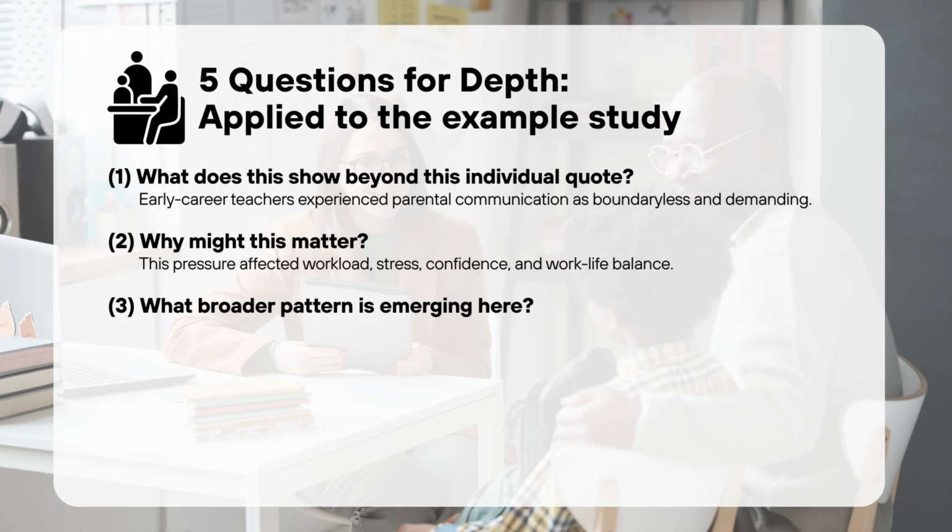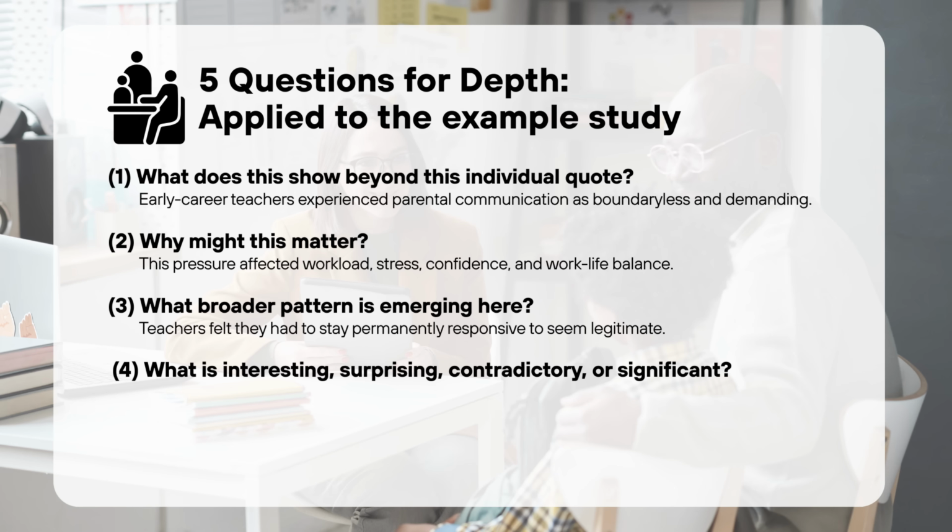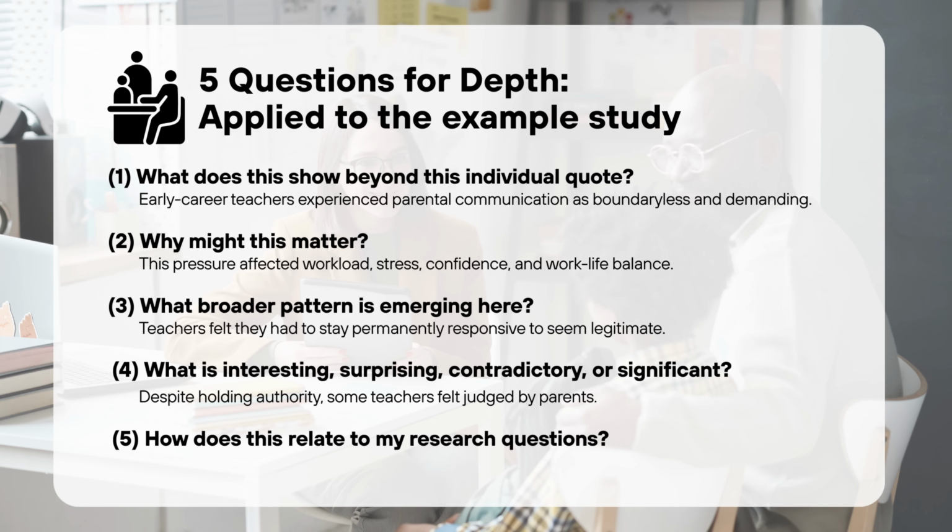Question number 3, what broader pattern is emerging? Well, new teachers might feel that they must be permanently responsive to be seen as legitimate professionals. Question number 4, what is interesting, surprising, contradictory, or significant? So here, although teachers formally hold authority, some of them feel judged and evaluated by the parents, and that reversal is interesting. Question number 5, how does this relate to the research questions? Well, if the study is about experiences of parent interaction, this suggests that those interactions are shaped not just by communication, but by identity, expectations, and emotional pressure.